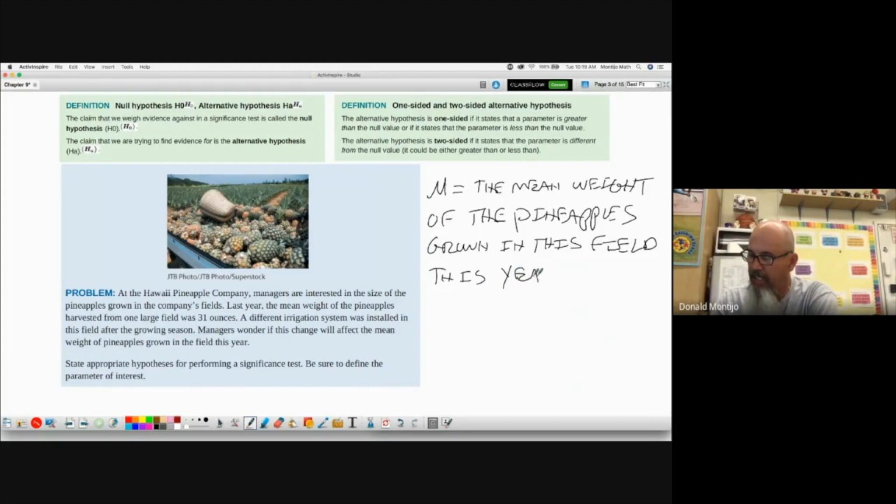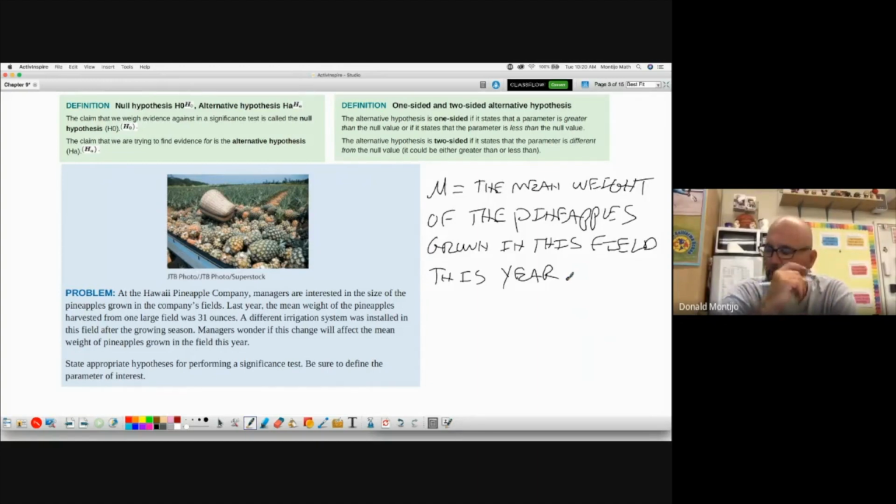We're going to be asking all year for you to put your answers in context of the problem. I can't just say mu is the mean. Mu is the mean what? The mean weight. The mean weight of what? The pineapples. What pineapples? The ones grown in this field. When? This year. So be very descriptive when you're explaining the parameter. So step 1 is always going to be define the parameter. What is the problem about? Oh, it's about the mean weight of the pineapples grown in this field this year. Oh, okay, now I know what the problem's about.